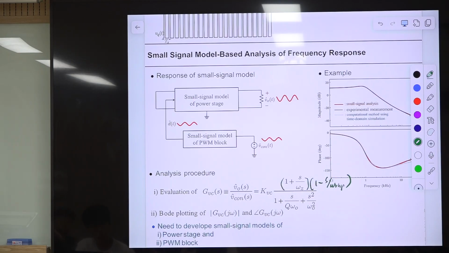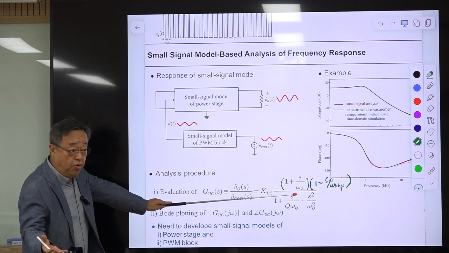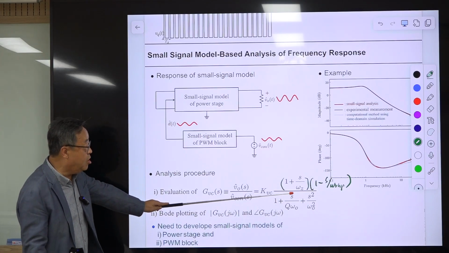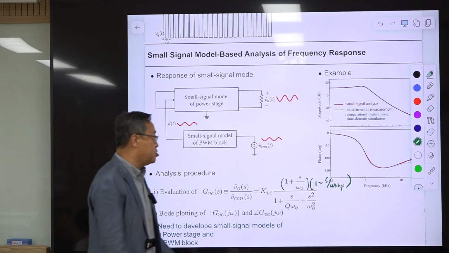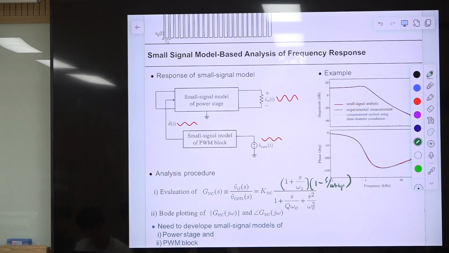For the converter, there's a regular zero, called the ESR zero. For the boost and the buck-boost converter, we have this term with the negative sign. There is the right half plane zero, called omega RHP. And the denominator is a standard second order system.